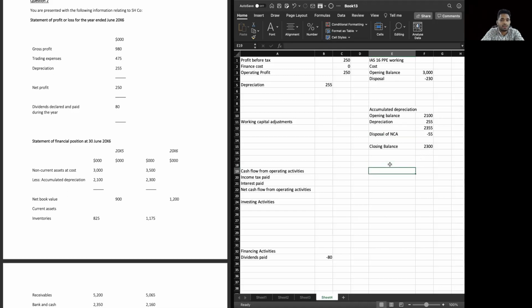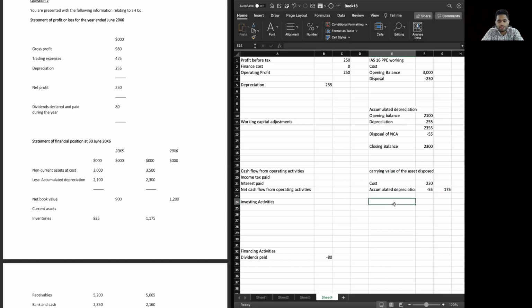Now you know what is the cost and the accumulated depreciation of the asset. So you can calculate the carrying value of the asset disposed. The cost is 230. Accumulated depreciation is going to be 55. So the net book value of this asset is going to be 230 minus 55, 175.